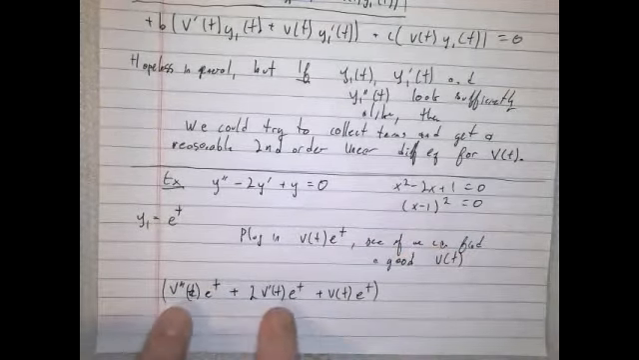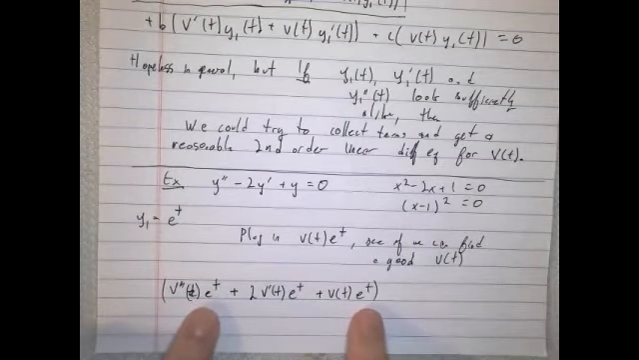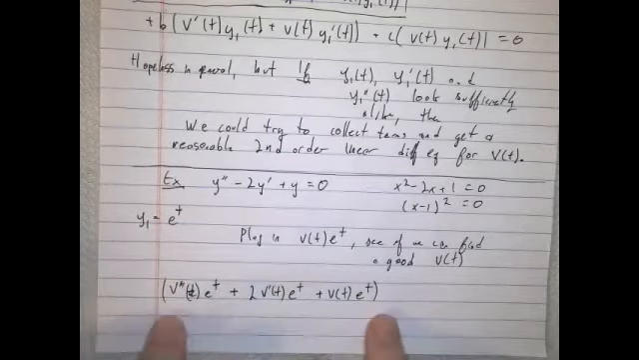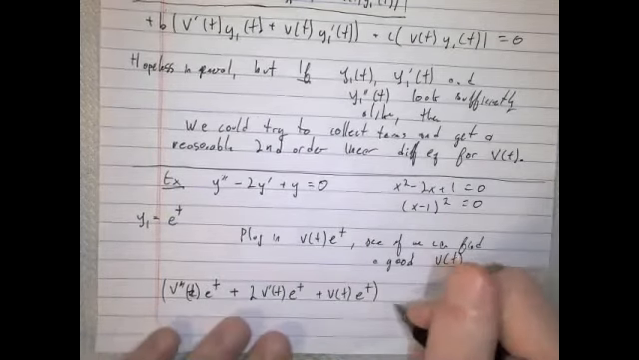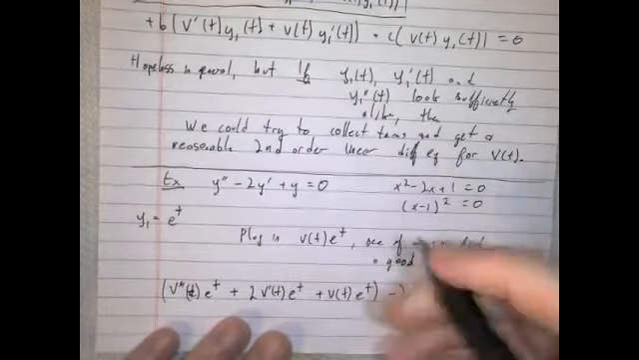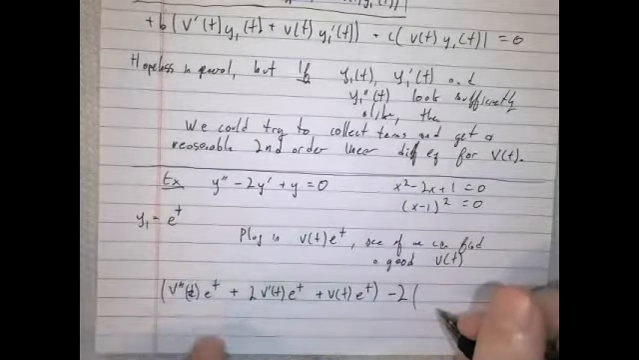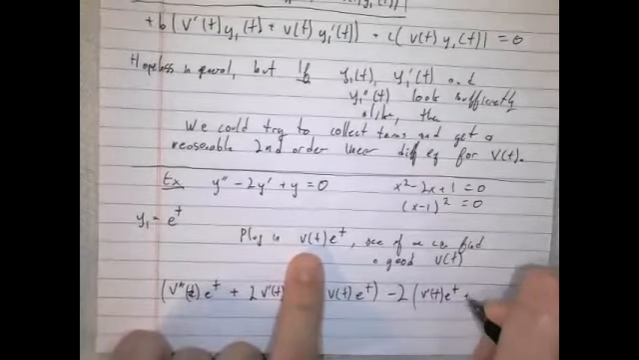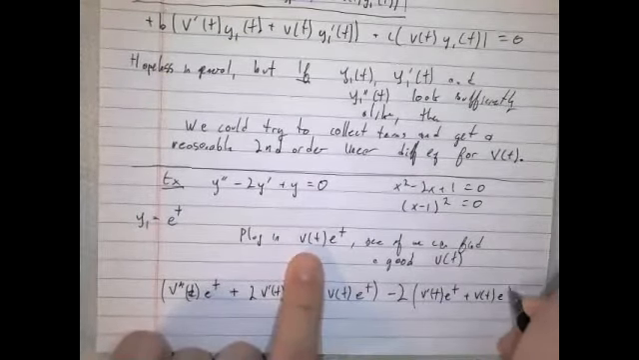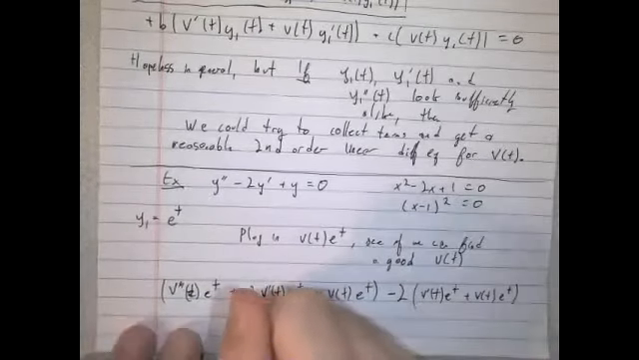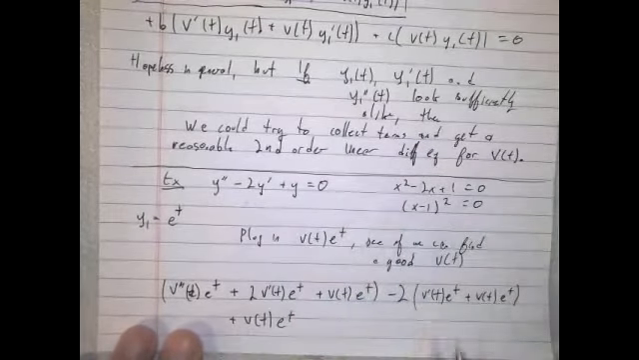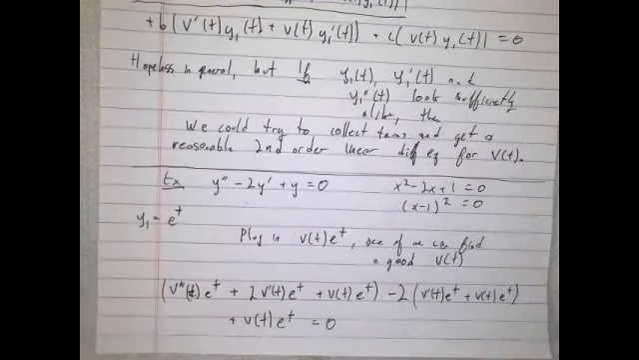Notice this satisfies what I was saying in the sense that all of the derivatives look alike. In fact, all the derivatives are the same. I've picked the nicest possible case where the derivatives literally are just the original function. Minus 2 times, and now what do I get here? The first derivative of this function is going to be v prime of t e to the t plus v of t e to the t, plus v of t e to the t, is equal to 0.